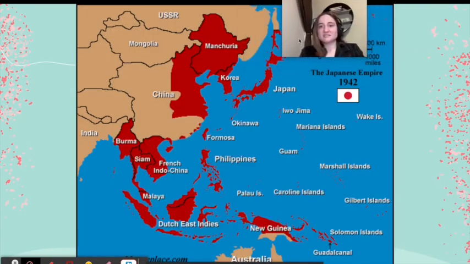So here is a map of the Empire of Japan. This is in 1942, so this is right when the United States entered World War II. So you can see that Japan has all the way up here into northern China, like Manchuria, here onto the coast of China, all of French Indochina, and then into the Dutch East Indies. And they're really close to even approaching Australia. So this is a huge amount of land that Japan is now controlling.